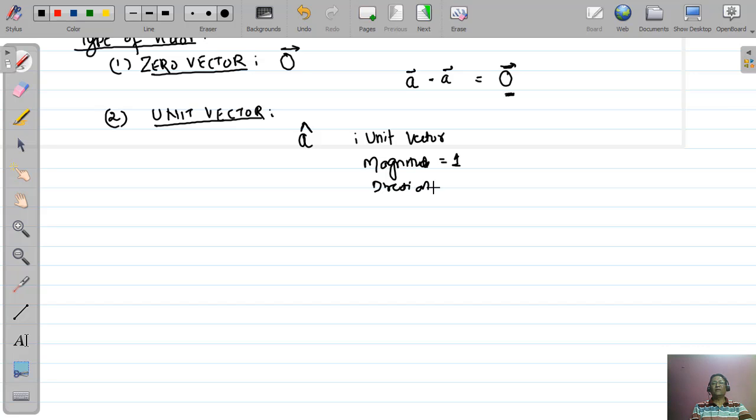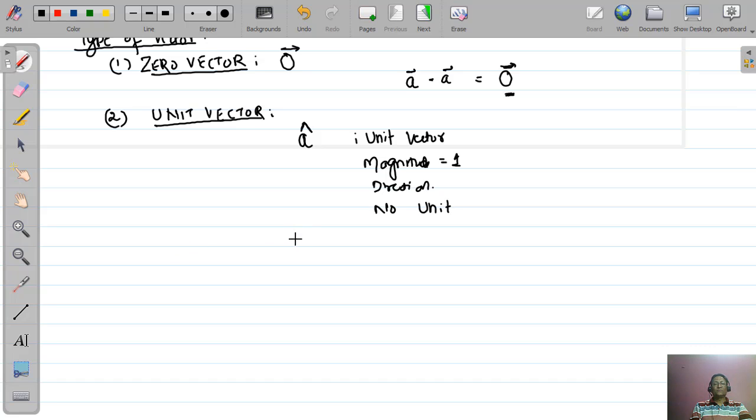Basically, unit vector is used for direction. And one important note is that it has no unit like meter, kilogram, time. Unit vector has no unit. It has only magnitude 1 and a direction. And it is used to represent a direction.